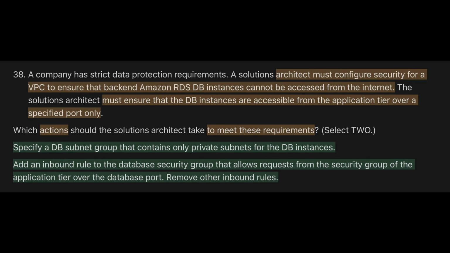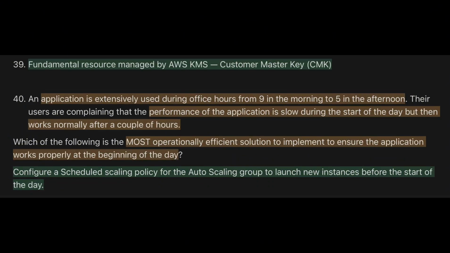So the actions that a solutions architect can take to meet these requirements is to specify a database subnet group that contains only private subnets for the database instances, and then add an inbound rule to the database security group that allows requests from the security group of the application tier over the database port, and then remove other inbound rules. And then you should know a fundamental resource managed by AWS KMS is the Customer Master Key, CMK.